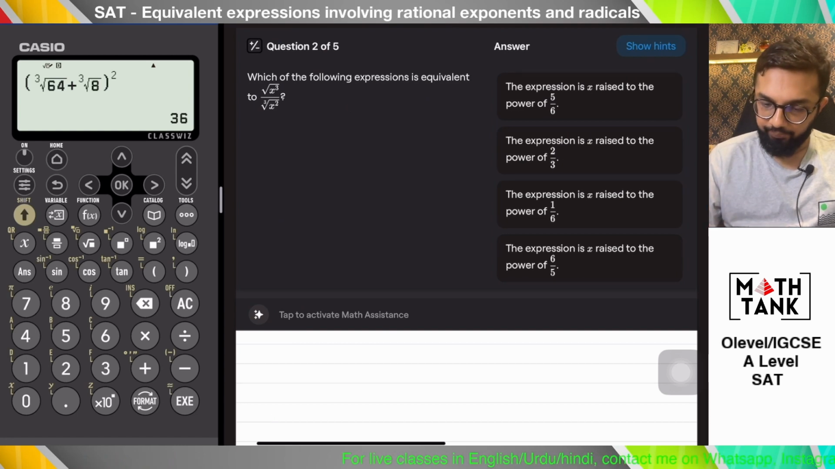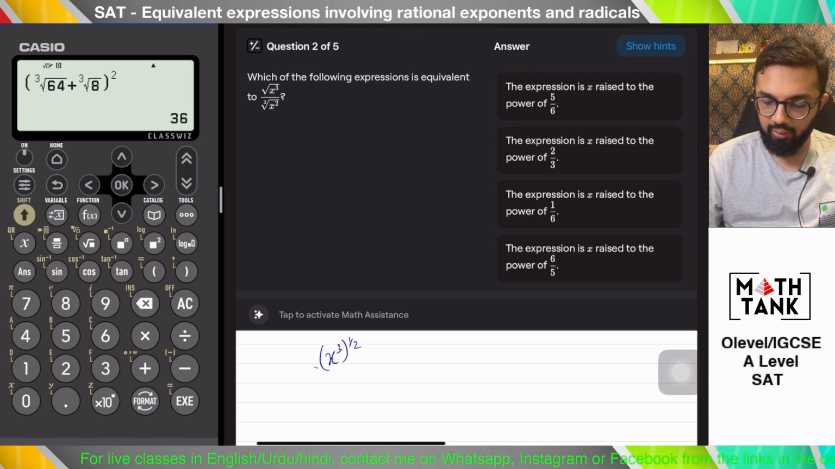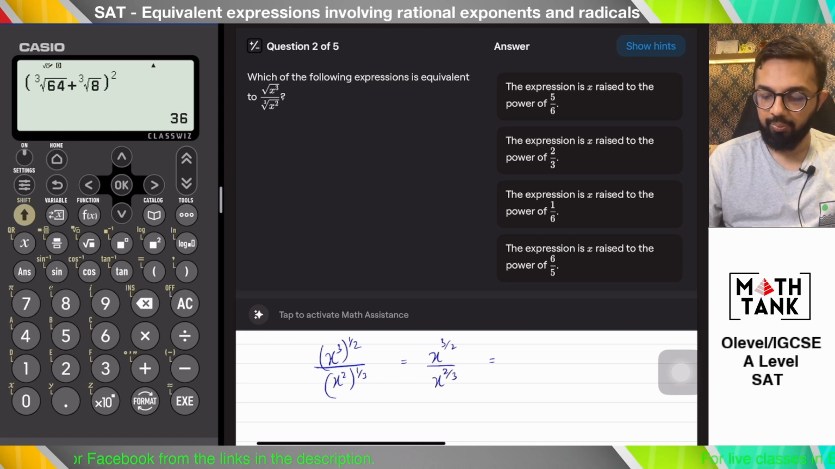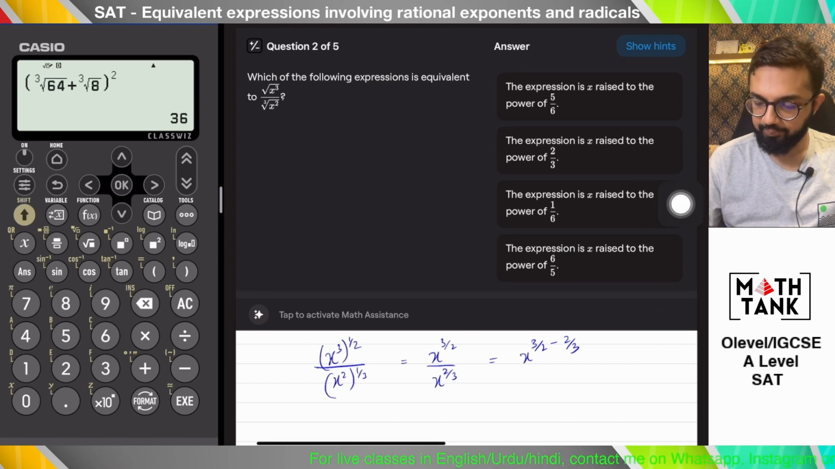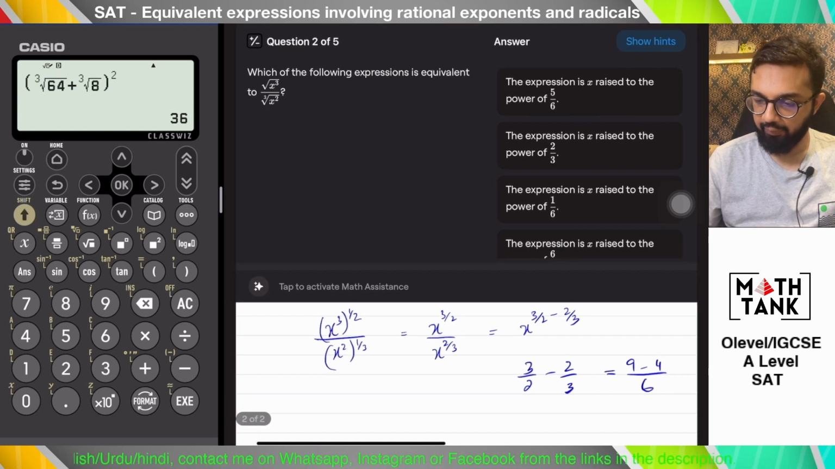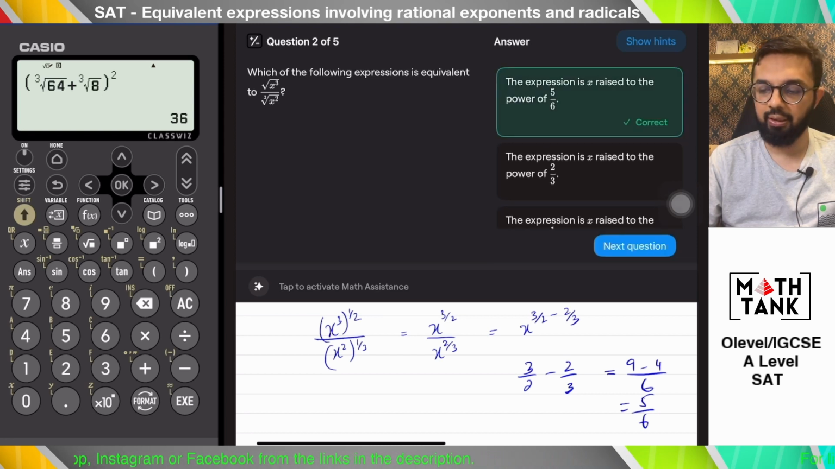Okay, so that would be 3 power half divided by, so that would give me 3 over 2 divided by 2 over 3, and the powers would then get subtracted. 3 over 2 minus 2 over 3. Let's subtract. I could do this on a calculator much more quickly. 5 over 6. X raised to the power 5 over 6.